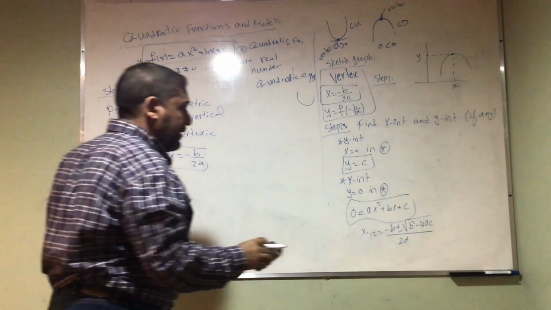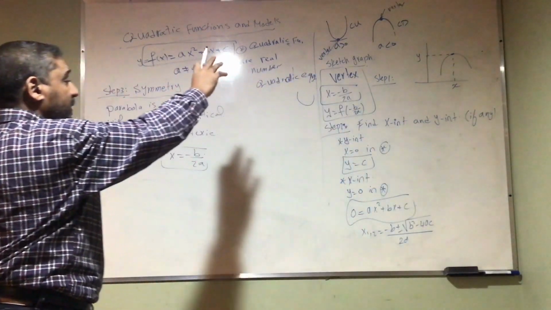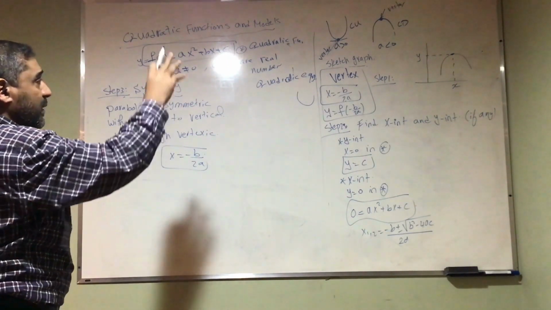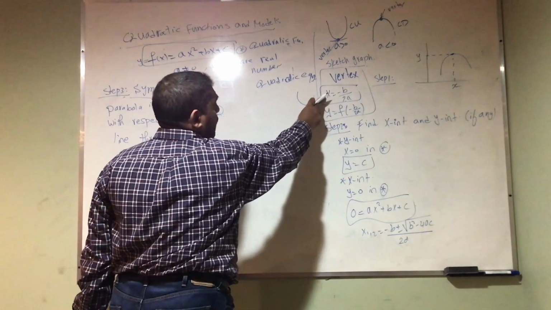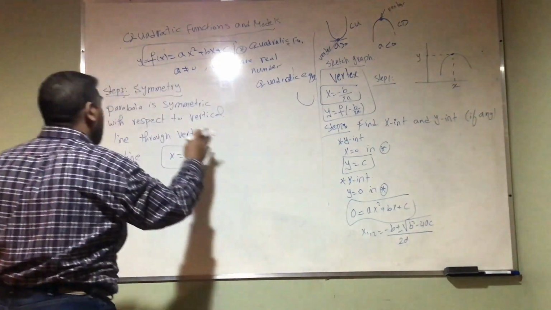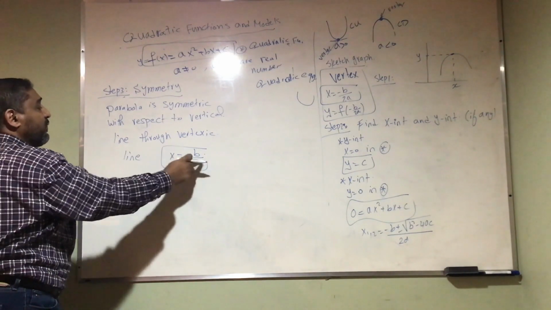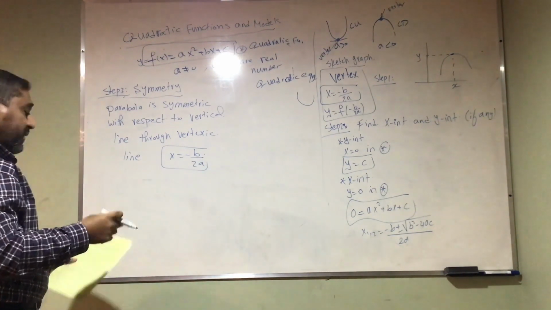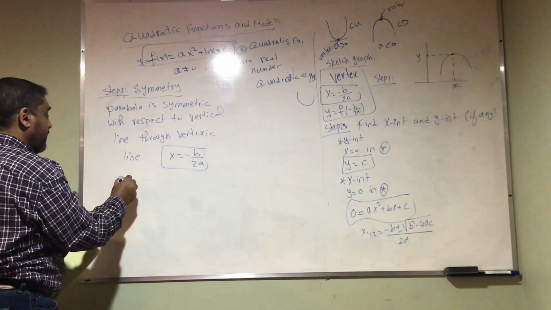So maybe I give you one example here. If you copy these three steps I'm going to follow: step number one, I have to find the vertex, the x coordinate and y coordinate. Step number two, I have to find the x-intercept and y-intercept. And then step number three, you find the symmetry around the vertex, and that's very much it to sketch the graph. So I give you example number one, try to apply these steps.